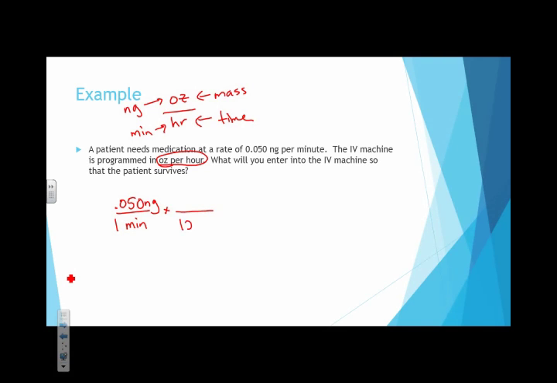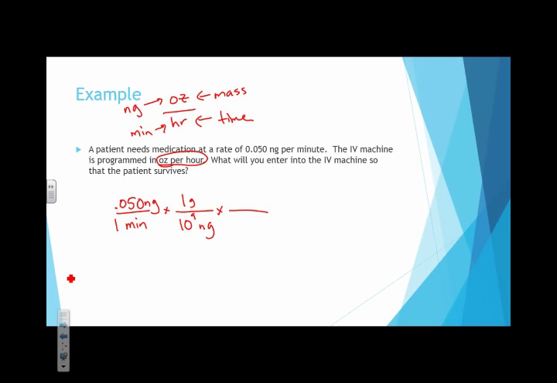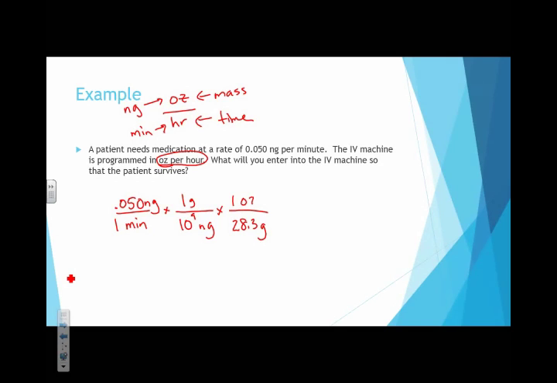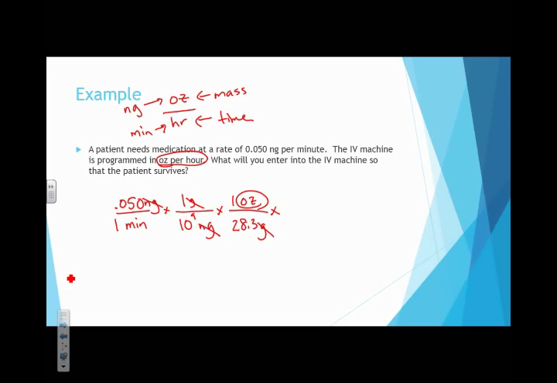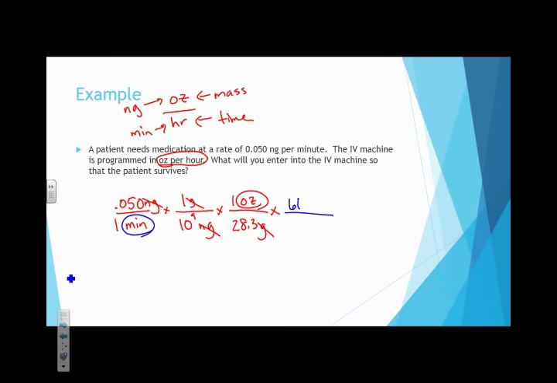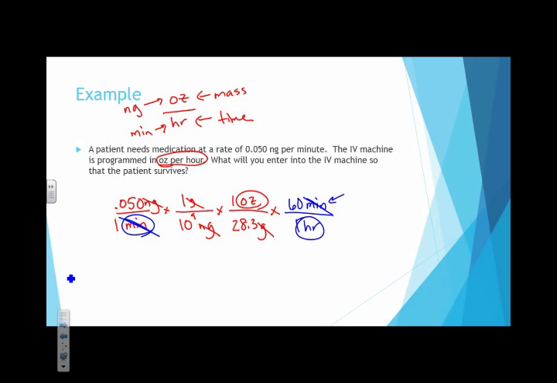Okay, so using what I know from the metric system, 10 to the 9th nanograms equals 1 gram, and using from our commonly encountered unit conversions, 28.3 grams is equal to 1 ounce. And finally, so that takes care of my nanograms and my grams. They've all canceled. There's my ounces. That's good. I still need to deal with the minutes down here in the bottom of the fraction. And we know there are 60 minutes in 1 hour. Notice minutes is up here to cancel the minutes down there. That leaves me with ounces over hours, which is the unit that I want.